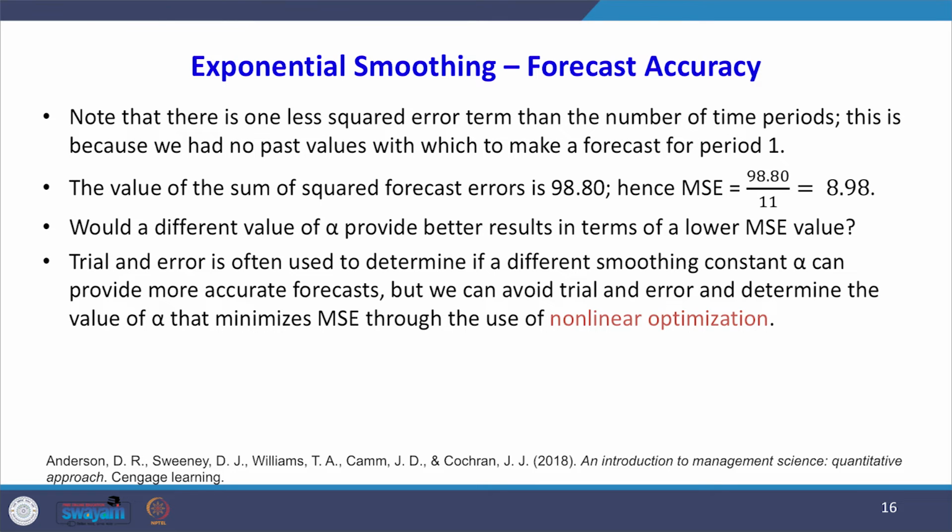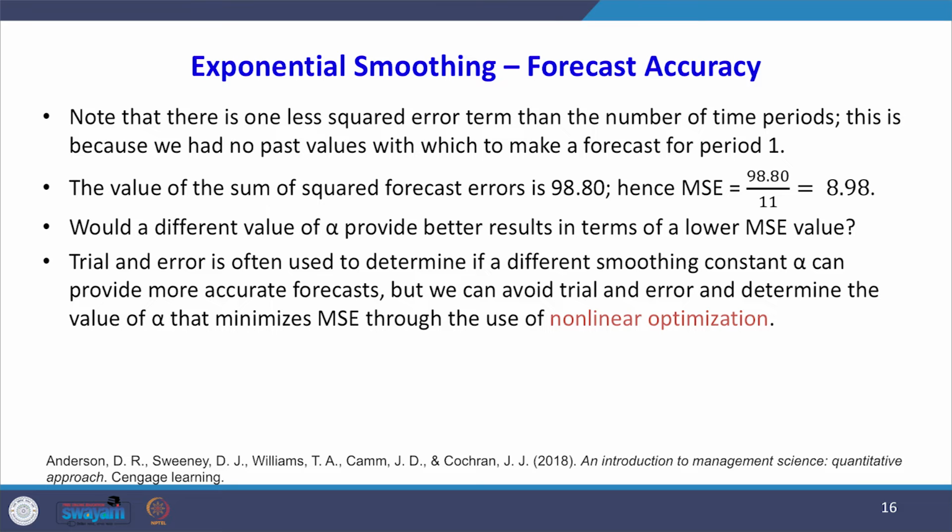Note that there is one less squared error term than the number of time periods. This is because we had no past values with which to make the forecast for period 1. So, we have 12 years of data, but we divide by 11 because for the first year we do not have any error. The sum of squared forecast errors is 98.80. When you divide this 98.80 by 11, we get 8.98.